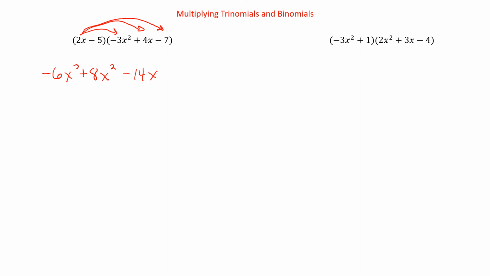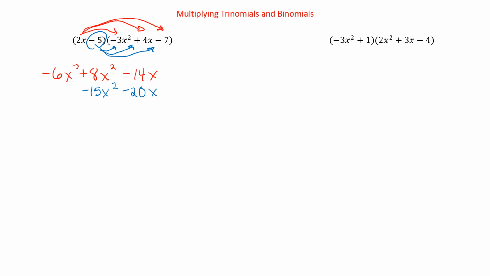And then the negative 5 goes to everything over here. Negative 5 times negative 3 is positive 15x squared. I could keep writing it in a big long line, or I'm going to stack these. So 15x squared, I'm going to put it right by my other x squared, because I know that we're going to combine those. Negative 5 times 4x, negative 5 times 4 is negative 20x.